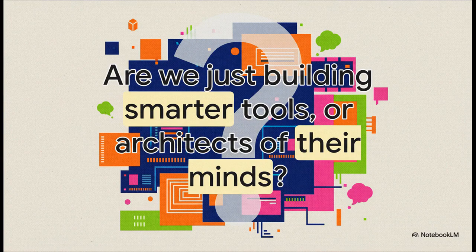Which leaves us with one final big thought. As we get more and more sophisticated at managing an AI's working memory, as we decide what it pays attention to, what it remembers, and what it forgets, are we just building more efficient tools, or are we, in a very real way, becoming the architects of their minds?